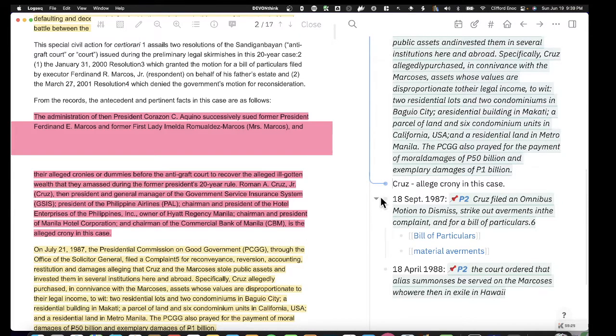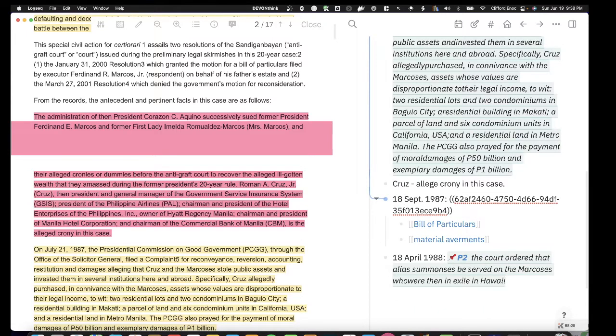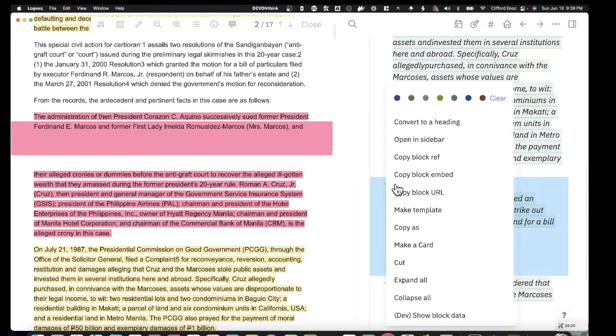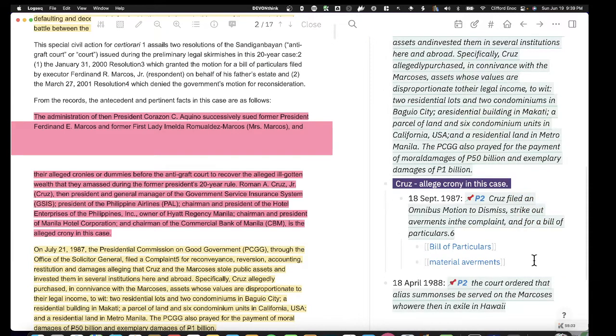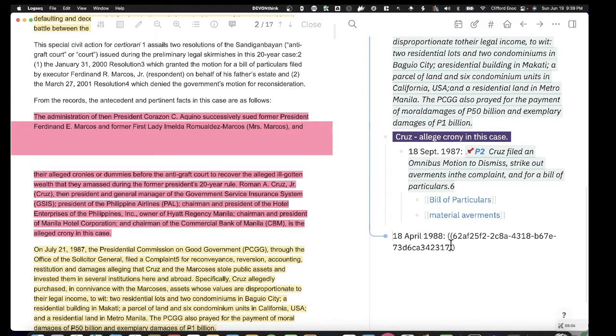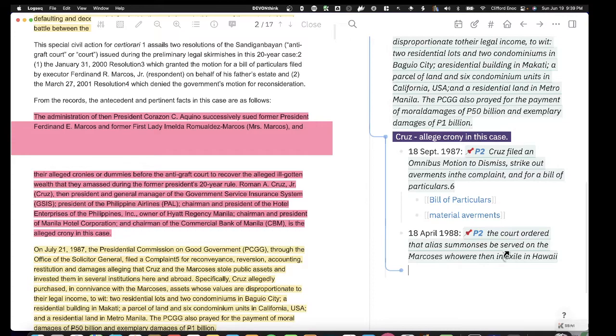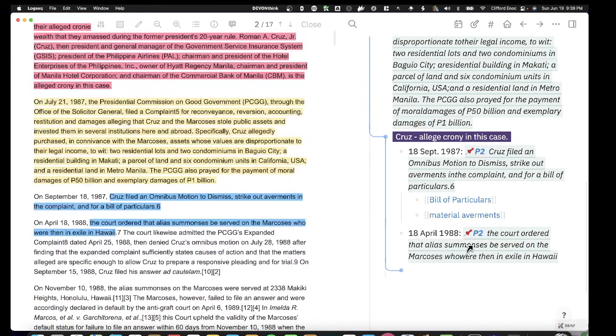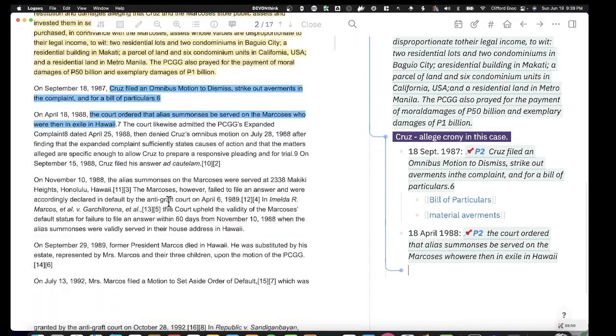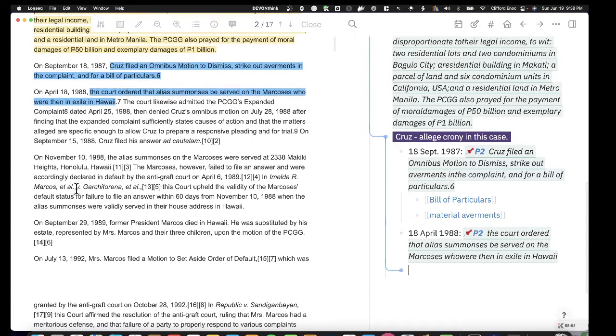Okay. So let's do this. Ito, under siya sa kabila. Yan. And then let's highlight this. And then kasama siya sa kabila. The court ordered the alias summonses be served on the Marcoses who were in exile in Hawaii. Ito yun. And then the court likewise admitted this. And then, eto. The court likewise admitted the PCGG's expanded complaint and then denied the omnibus motion.